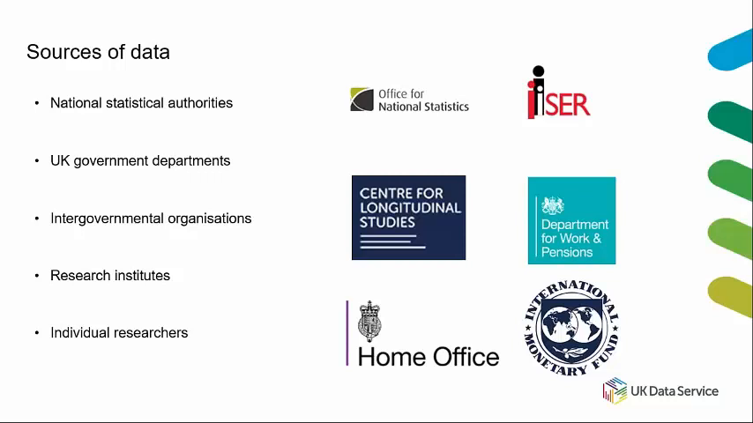Service. So we get our data from national statistical authorities, such as the Office for National Statistics, National Records of Scotland, and the Northern Ireland Statistics and Research Agency. We get it from UK government departments, including the Home Office, Department for Business, Innovation and Skills and the Department for Work and Pensions. Also intergovernmental organisations, including the International Monetary Fund and the World Bank. Research institutes such as NatCen, the Institute for Social and Economic Research and the Centre for Longitudinal Studies, and also individual researchers as well.